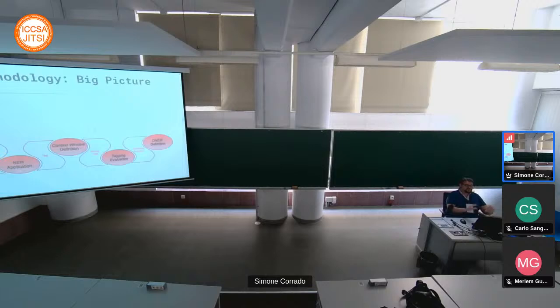The methodology consists of many steps, in this case five. The first step is data acquisition, then narrow application, context window definition, tag evaluation, and finally the definition of the output. I will explain this better in the next slide. The first two steps are data acquisition and narrow application.